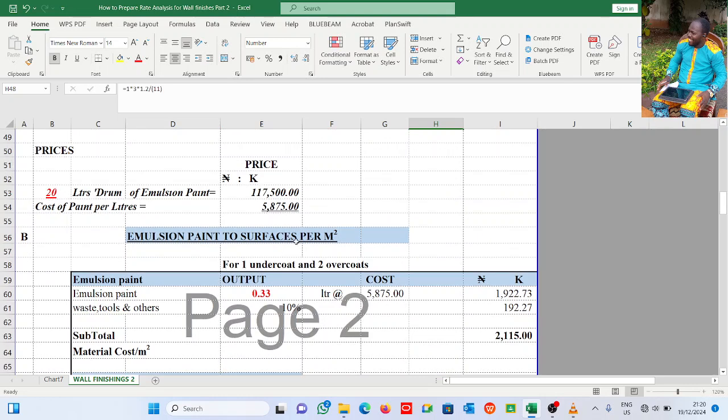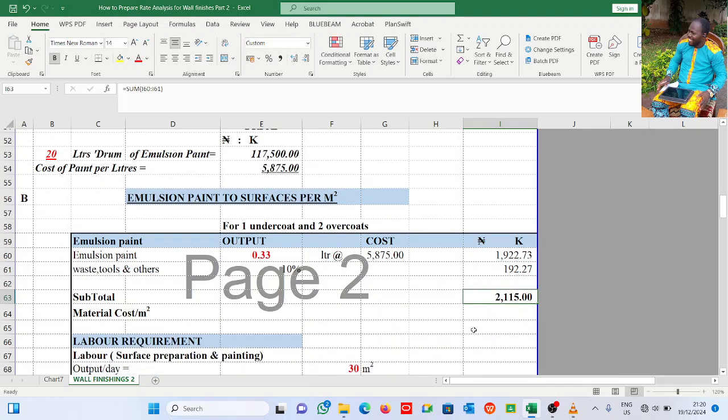All right, so this is basically what we have here. A 20 liter drum is 117,500 naira. It could be more in the current market because the market now is very volatile. Now the cost of paint is 5,875 per liter. So 0.33 liters at 5,875, I multiply, and I have 1,922 naira 73 kobo. I add waste, tools and others, that gives me that 10%.